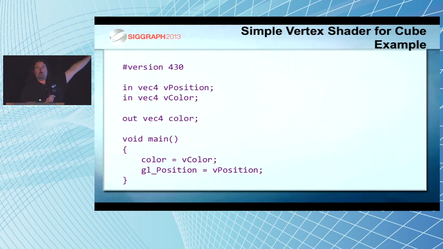Then we have our in variables. So these variables will be populated by data coming in from the application. Now this is a vertex shader, which means the data comes from the application and goes into the vertex shader to get processed. We'll see other cases where the data doesn't come directly from the application, but is derived from the operations of the vertex shader.